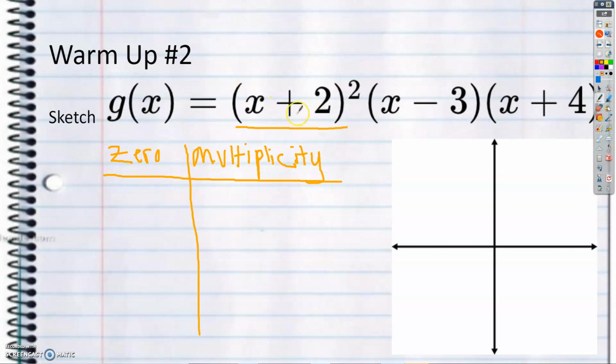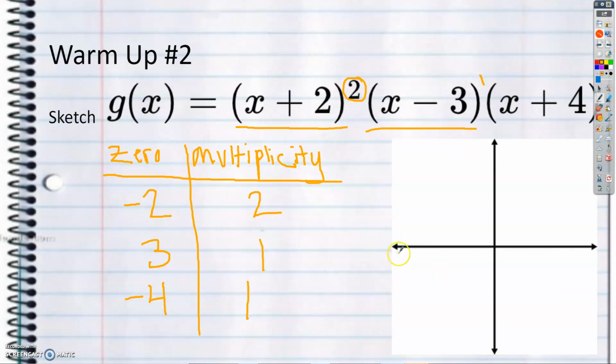Okay, so x plus 2 is my first factor, so that means my first zero is negative 2. And this exponent tells me what my multiplicity is, so that is positive 2. My next zero is 3. And since there is no exponent there, you can imply that there's a 1. And then this is plus 4, so my zero is minus 4, and my multiplicity is 1.